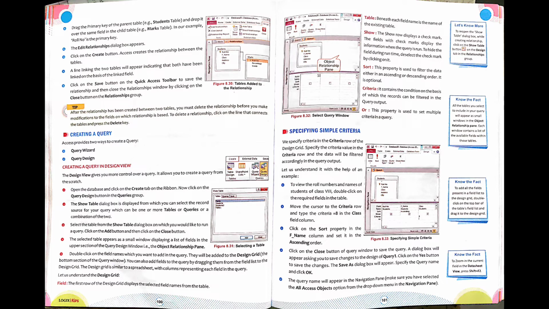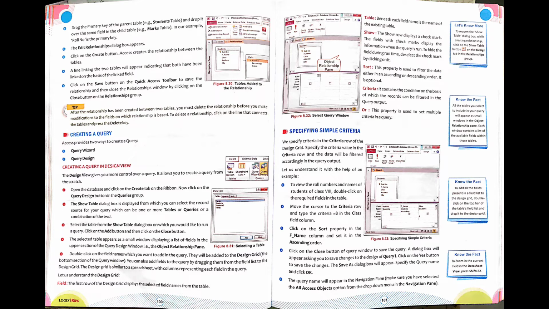Let us understand the design grid. First one is Field. The first row of the design grid displays the selected field from the table. Now Table. Beneath each field name is the name of the existing table. Show. The Show row displays a check mark. The field with a check mark displays the information when the query is run. To hide the field during the run, deselect the check mark by clicking on it.